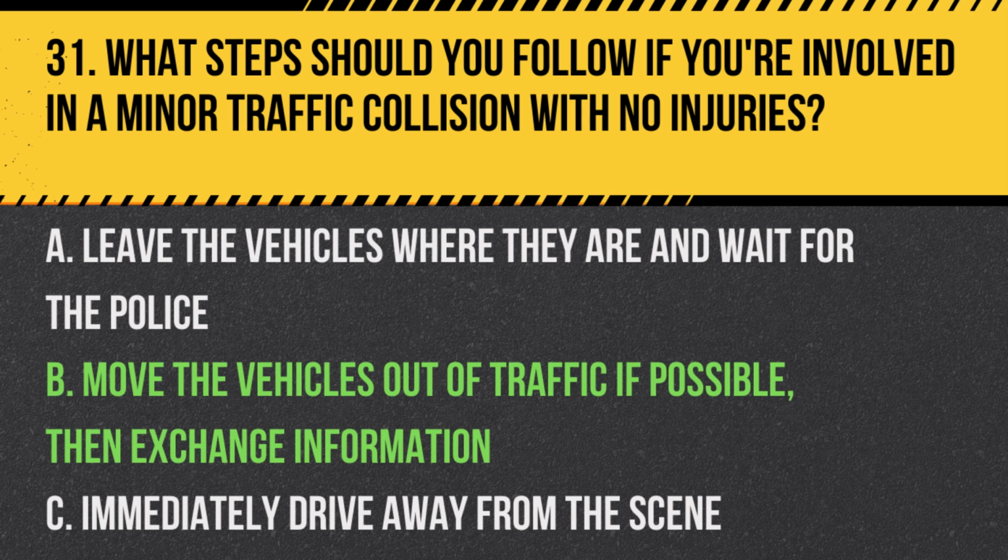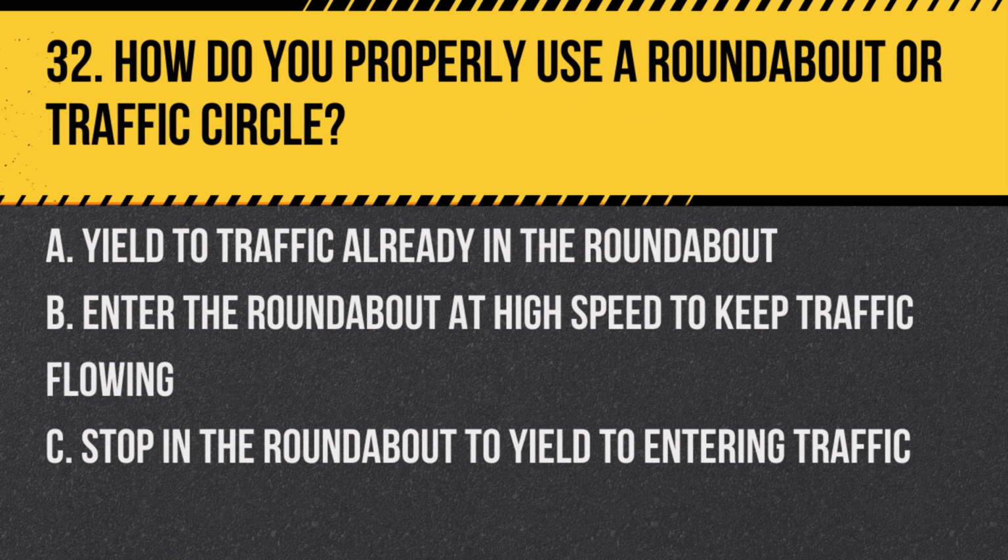Answer: B. Move the vehicles out of traffic if possible, then exchange information. In a minor collision without injuries, it's often best to move the vehicles to a safe location, then exchange contact and insurance information. Question 32. How do you properly use a roundabout or traffic circle?